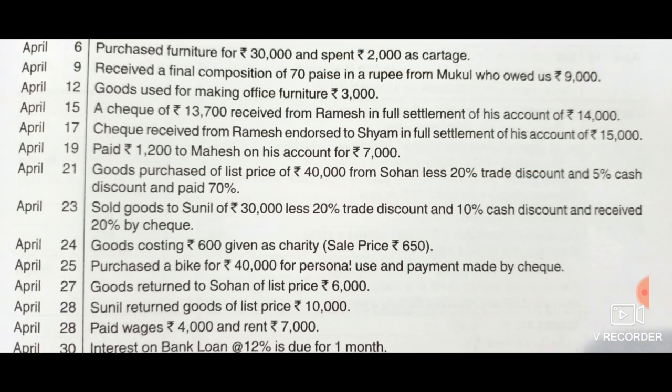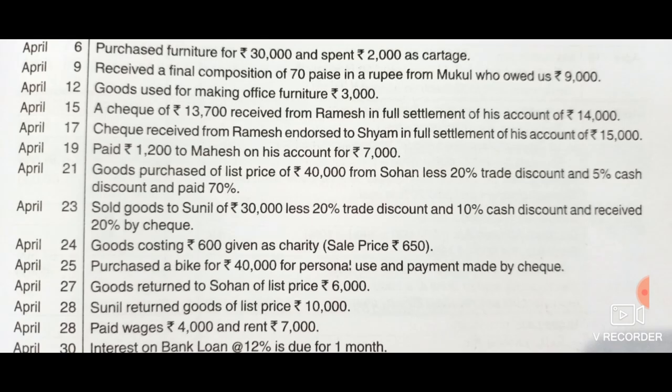21st April, goods purchased of list price of rupees 40,000 from Sohan, less 20% trade discount and 5% cash discount, and paid 70% amount. 23rd April, sold goods to Sunil rupees 30,000 less 20% trade discount and 10% cash discount and received 20% amount by check. 24th April, goods costing rupees 600 given as charity, selling price is rupees 650. 25th April, purchased a bike for rupees 40,000 for personal use and payment made by check. 27th April, goods returned to Sohan of list price rupees 6,000. 28th April, Sunil returned goods of list price rupees 10,000.